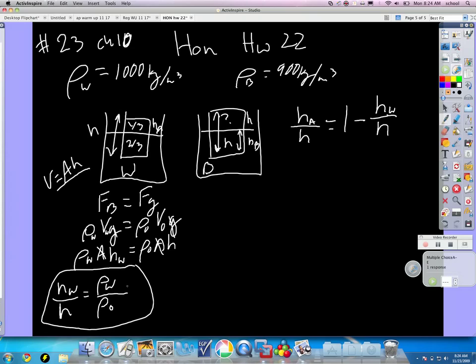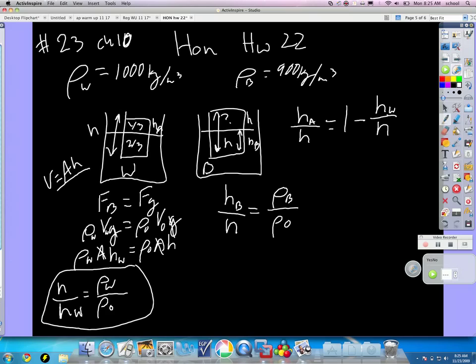So what we see here is that I should also be able to say the height in benzene over the total height is equal to the density of benzene over the density of the object. We can count. All right, so as Sophia has just pointed out, so then, okay, is everybody cool?